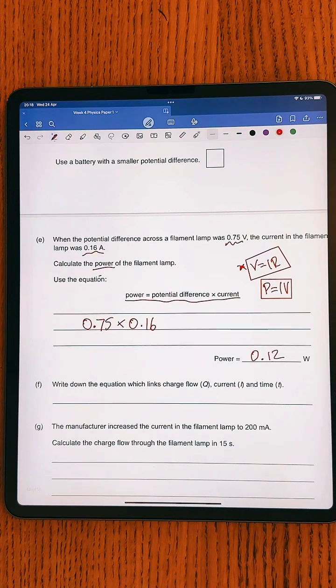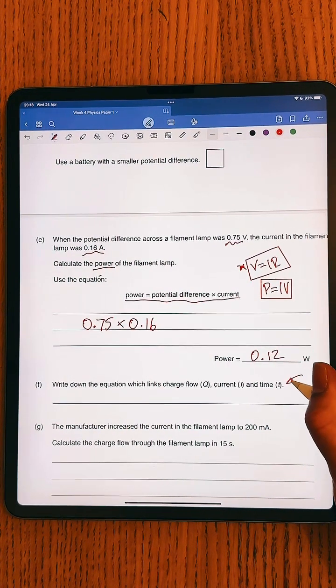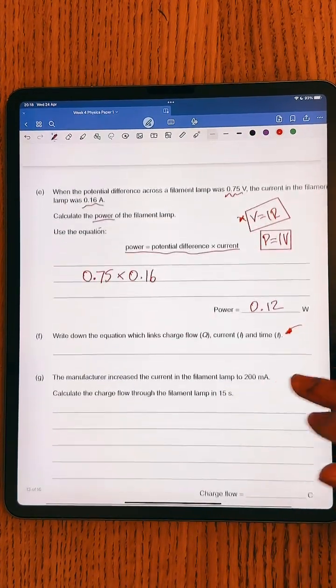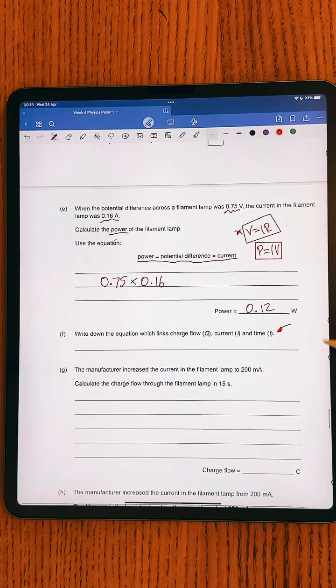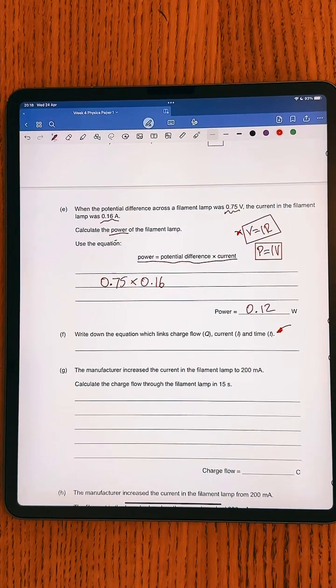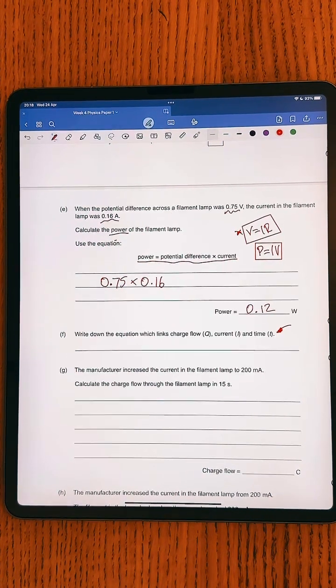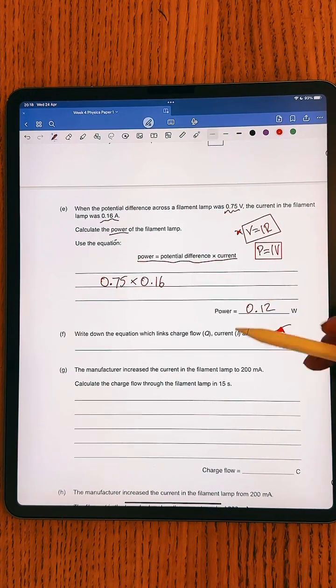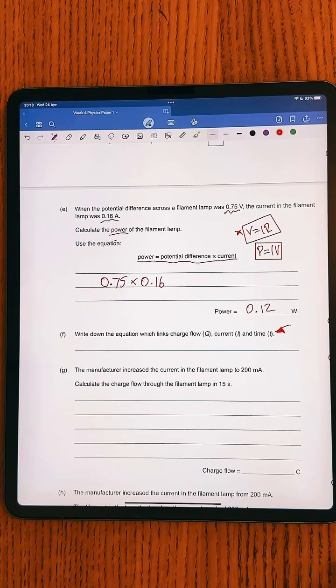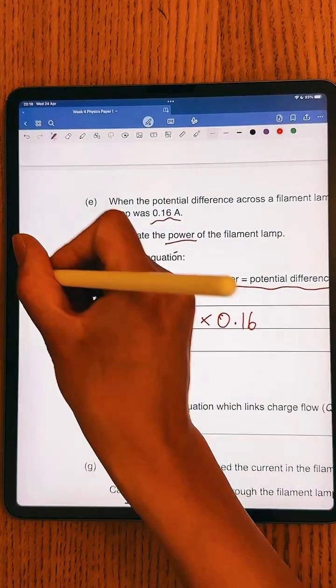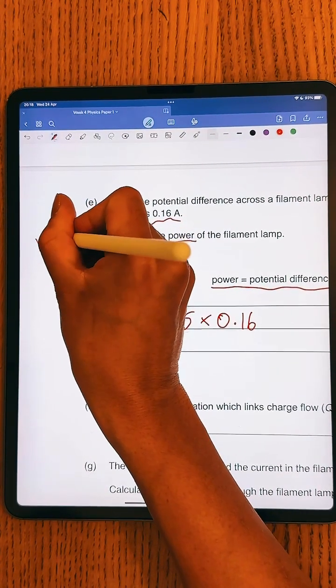Part F, write down the equation. Okay. These questions are always good. Easy 1 marks. You just need to look this up in the formula booklet. What do you guys think? What's the equation that links Q, I, and T? So usually in the old papers, people would need to memorize these equations, but for the last few years since COVID, they've given you the equation sheets. So you just need to look it up. So the equation is Q equals IT. Let me give you every single electricity equation that they can ask you. So we've got V equals IR.